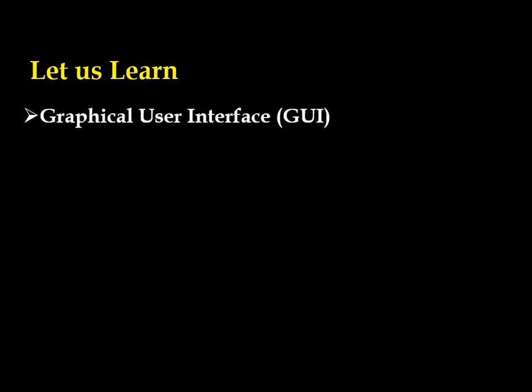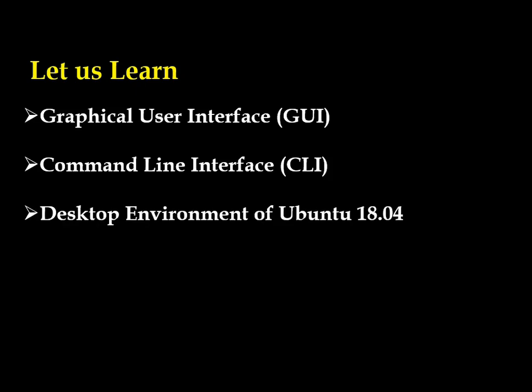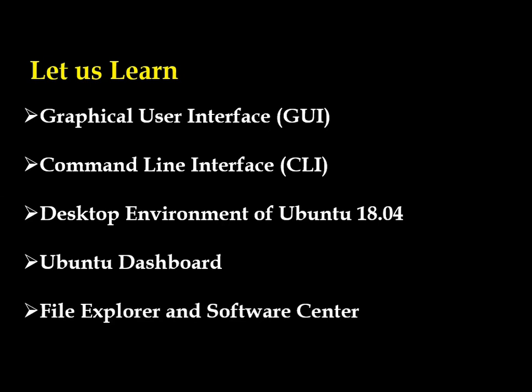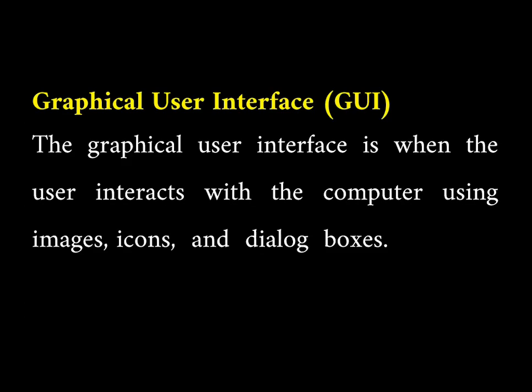Graphical user interface, that is called GUI. Second is command line interface, CLI. Third is the desktop environment of Ubuntu 18.4 and the Ubuntu Dashboard. And finally, File Explorer and Software Center. So let's see what is graphical user interface.